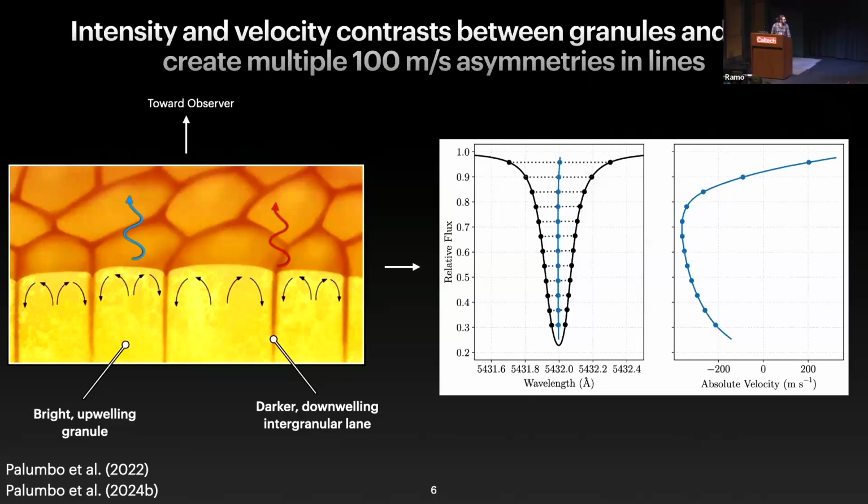But more on this asymmetry. This asymmetry is essentially created by the fact that there's a strong contrast in intensity and velocity between your granule and your intergranular lane. You have more photons from your granule, which is moving towards you, compared to your intergranular lane, which is sinking deep into the star. Since we don't actually resolve these individual components when we look at a star, we just get a blended line profile that is skewed by these contrasting velocity and intensity components.